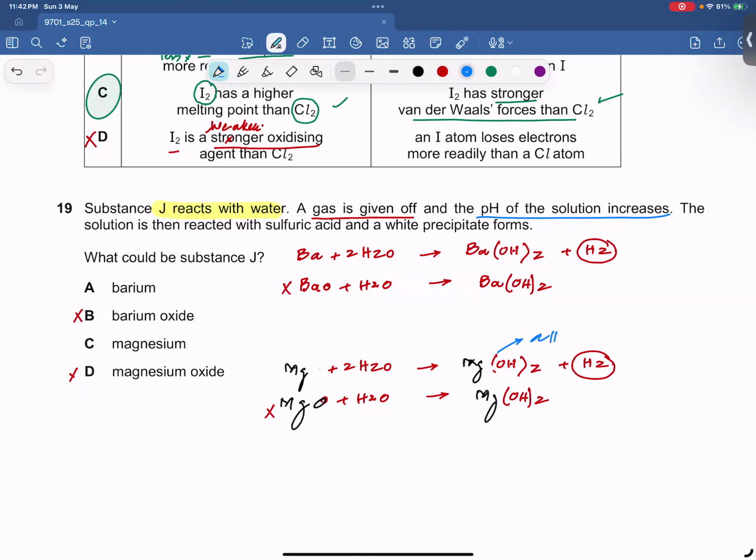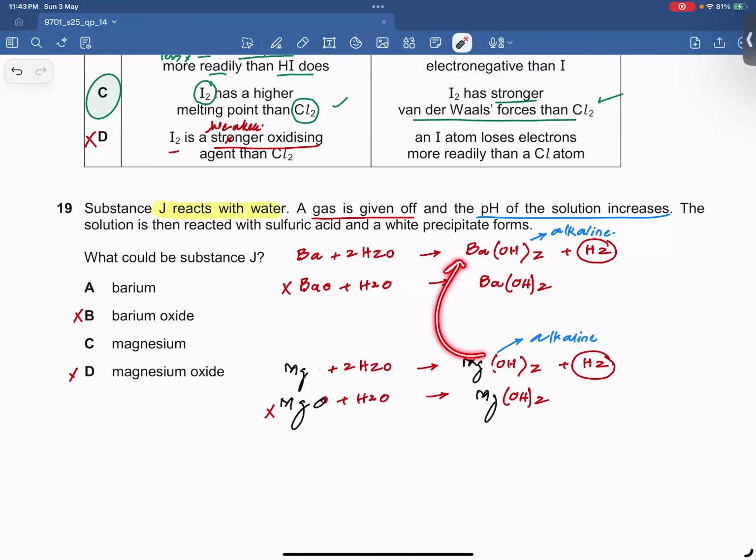ये भी alkaline solution है और ये भी alkaline solution. और आप जानते हैं कि from magnesium to barium, solubility of group 2 hydroxides increases, which means barium hydroxide is more soluble and gives you a colorless solution than magnesium hydroxide. Anyway, let's read the question again.